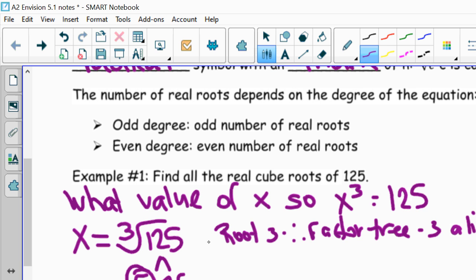Notice I have one answer. The number 1 is odd. Up here we said odd degree, odd number of real roots. So I was taking the cubed root, that's an odd number, and I should have an odd number of answers. So I only have one answer.